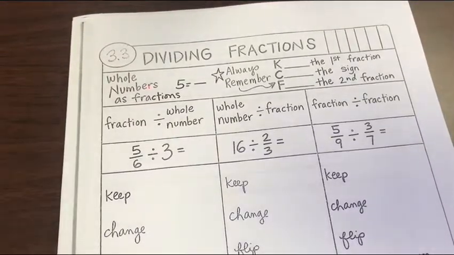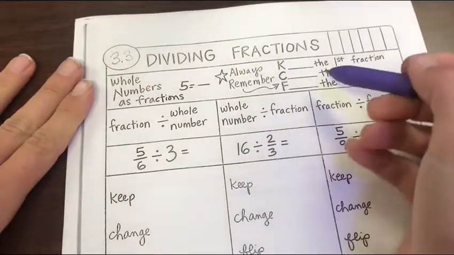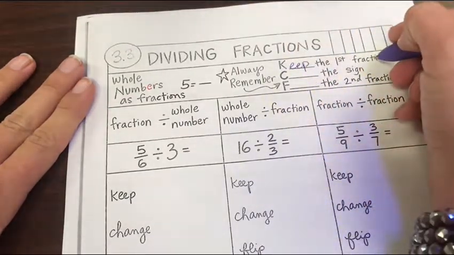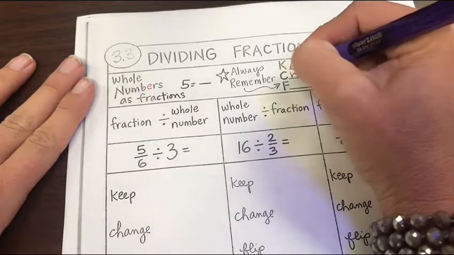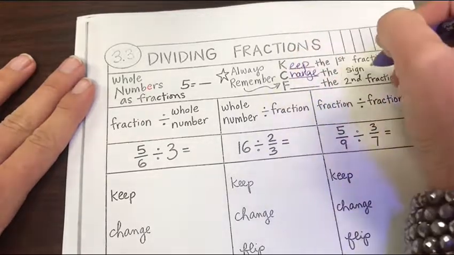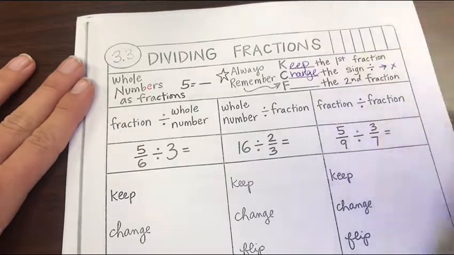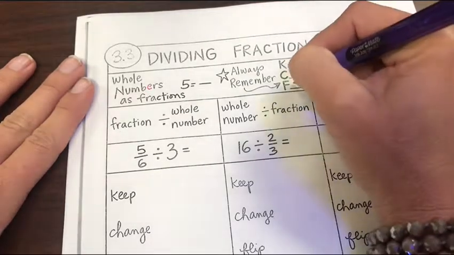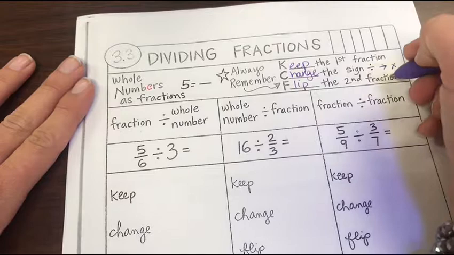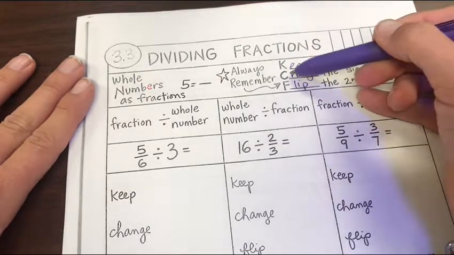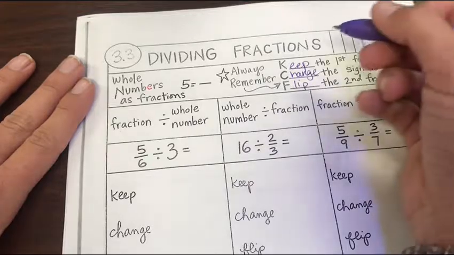All right, we're dividing fractions. And so just like last year, we're going to keep the first fraction the same, just copy it down. We're going to change the sign. It starts as division, and you're going to change it to multiplication. And then you're going to flip the second fraction. So keep, change, flip. I think last year she said Kentucky fried chicken, to remember it.